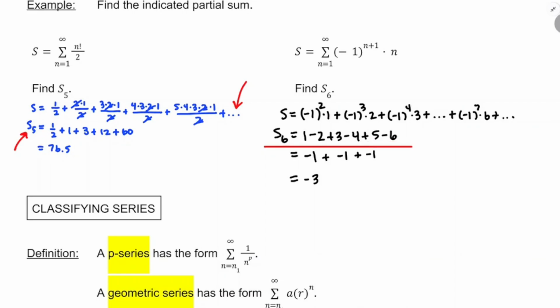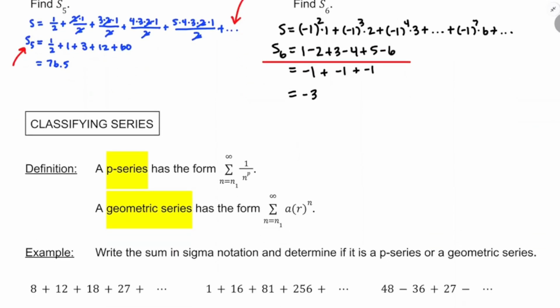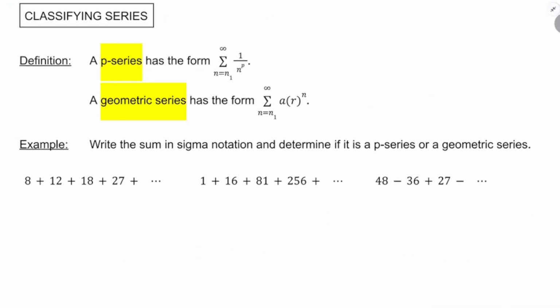And it had this interesting pattern where, the closer we looked, we were just adding -1 over and over again. So it looks like the more terms we add, the more negative our total gets, and that's going to be the type of pattern we're interested in this class. Classifying series, that's the last thing I got for you.